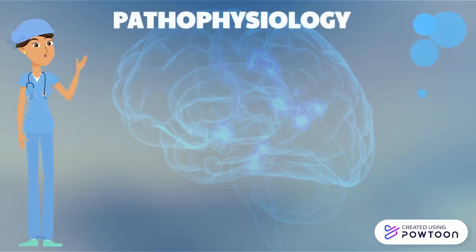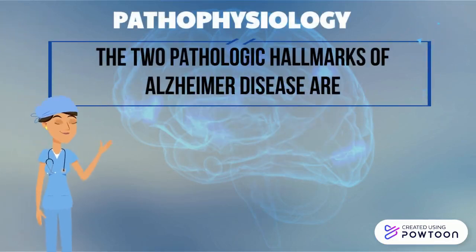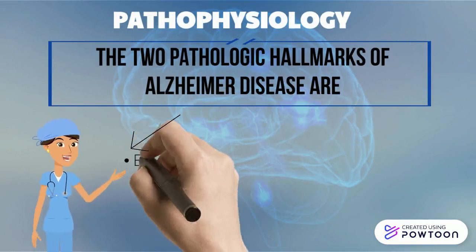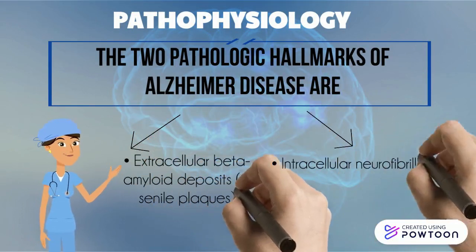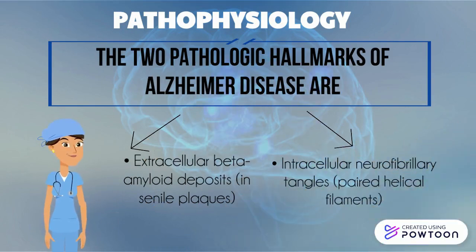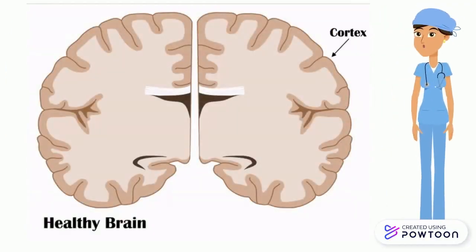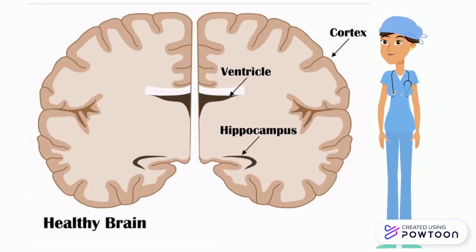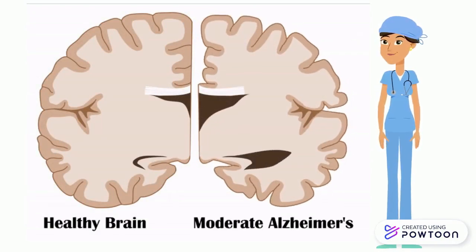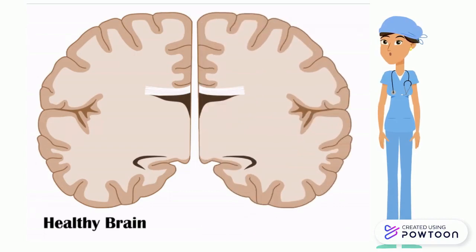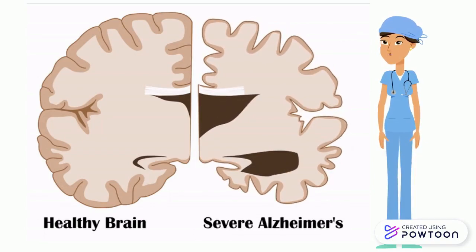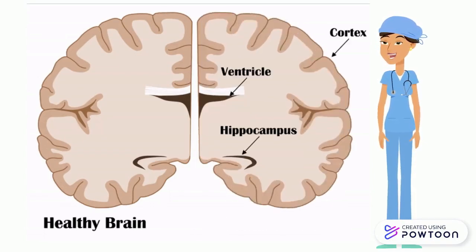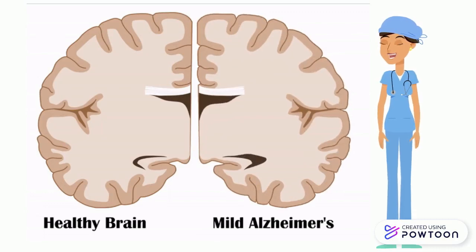Pathophysiology. The two pathologic hallmarks of Alzheimer's disease are extracellular beta-amyloid deposits, in senile plaques, and intracellular neurofibrillary tangles, paired helical filaments. The beta-amyloid deposition and neurofibrillary tangles lead to loss of synapses and neurons, which results in gross atrophy of the affected areas of the brain, typically starting at the mesial temporal lobe. The mechanism by which beta-amyloid peptide and neurofibrillary tangles cause such damage is incompletely understood.